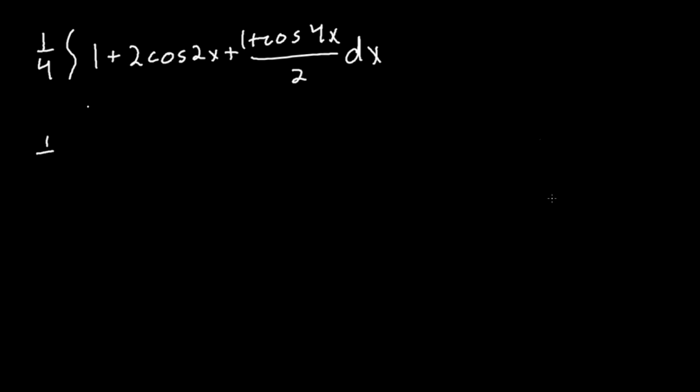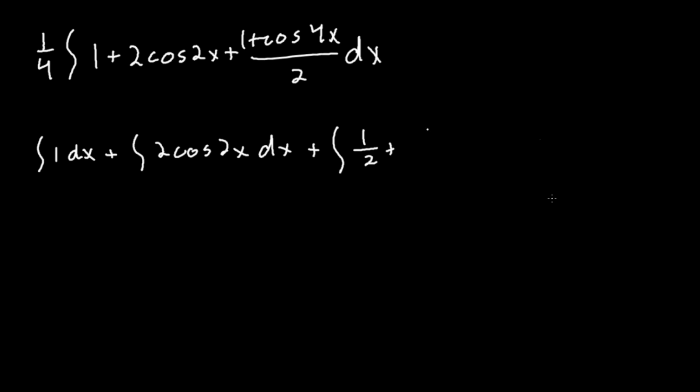So we have 1/4. Let's leave out the 1/4 for now. We just want to find the integral of 1 dx. All right, well, integral of 1 dx is just x. I just gave you the answer there. We have to find the integral of 2 cosine 2x. And we have to find the integral of (1/2 plus cosine of 4x over 2) dx. All right, well, let's solve this integral. Integral of 1 is just simply x.